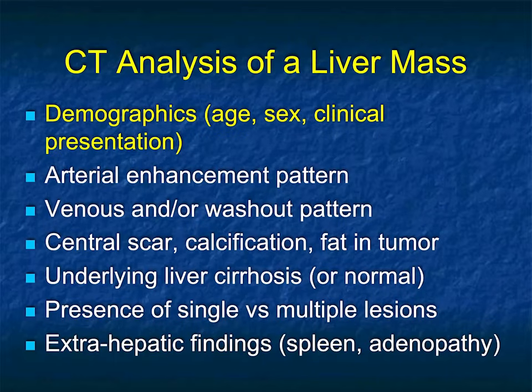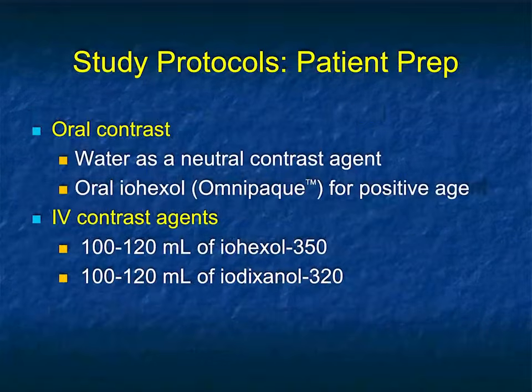Is there a renal lesion present? Is there something in the bowel or anywhere else in the abdomen? And maybe the liver lesion is going to be metastatic disease. So again, these are the things we think about.